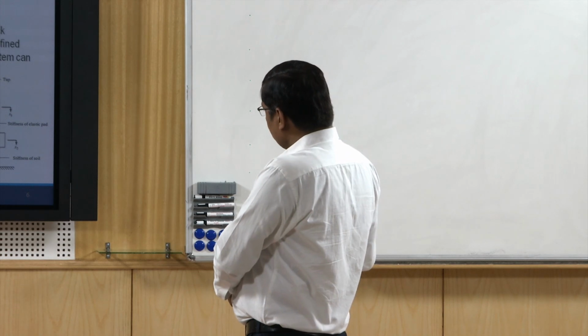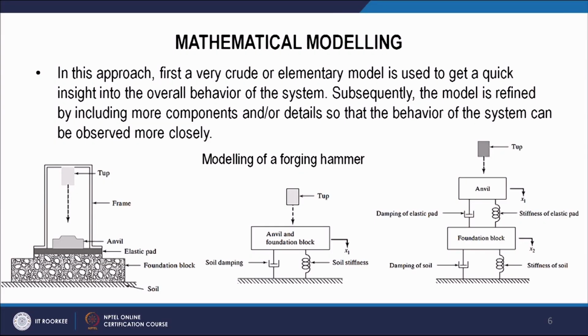and the damping of elastic pad, because elastic pad works as a damper, it stops the vibration from going to the foundation block. So, to reduce the vibrations transmitted to the foundation block, we use the damping of the elastic pad as an element, and then stiffness or spring constant of the elastic pad. Then here is foundation block, and then damping soil and stiffness of soil. So, here we have refined our model.